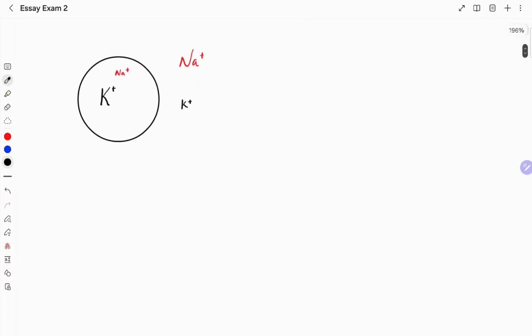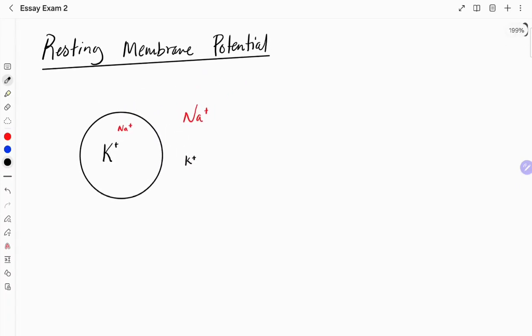Something that's important to understanding resting membrane potential is that we have channels in the membrane that will allow the movement of ions, and we have gradients, right? We have different gradients that are acting on these cells. So for example, higher concentration in the cell than outside of the cell means that to reach equilibrium, those potassiums want to leave the cell, and that is our concentration gradient.